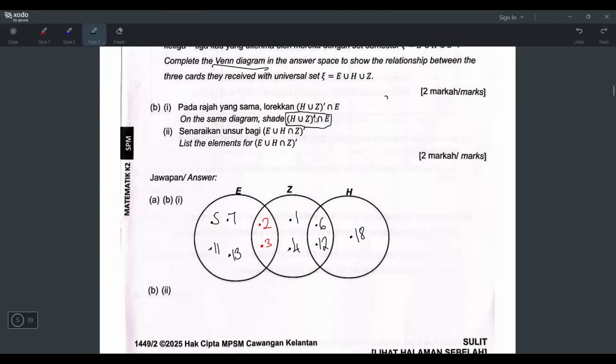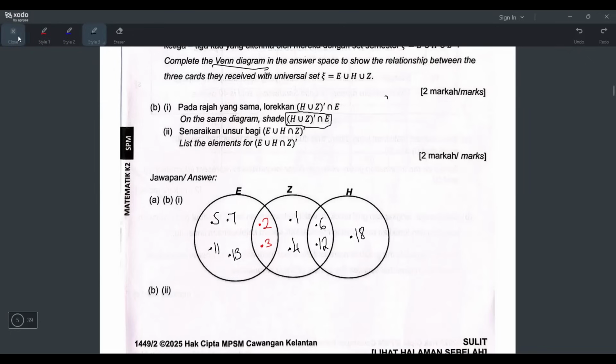This symbol is called complement, dalam bahasa Melayu pelengkap. Okay, if the complement symbol is outside the bracket, it means you have to do union dulu baru buat complement. Tapi kalau dia macam ni, H union Z complement, then it means you kena buat Z complement dulu baru gabung dengan H. Ya, sebab union means gabung. Okay, tapi sekarang you punya complement outside bracket, so yang complement tu buat nantilah, kena buat H union Z.